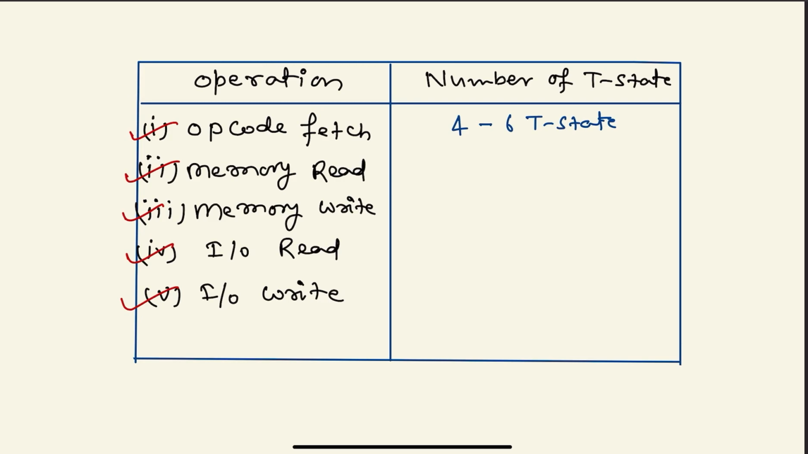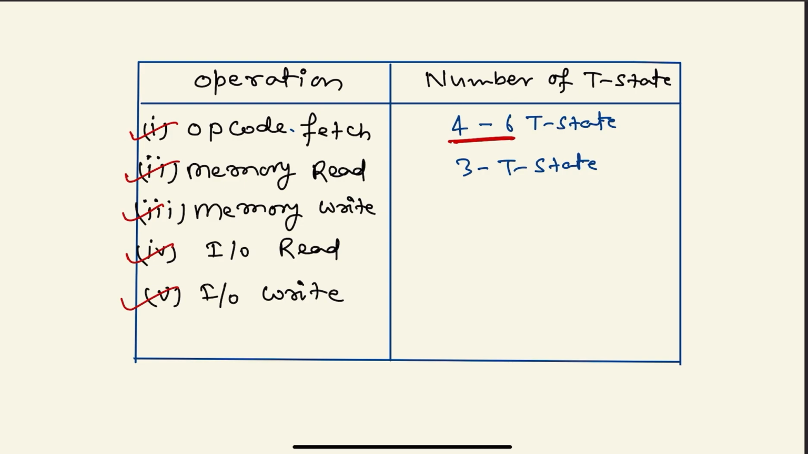Similarly, for memory read operation, the microprocessor will take 3 T states, and we will get a logical answer here as to why opcode fetch requires some more T states compared to memory read, even though both are memory reading operations only. Both opcode fetch and memory read are memory related operations. It means it is reading the data from the memory. But in the case of opcode fetch, why is it required some more time here?